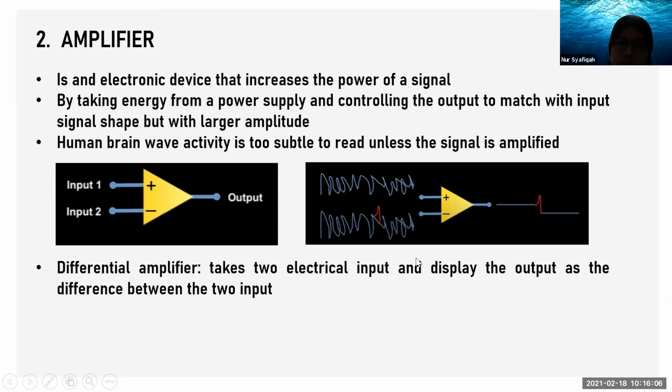The current technology used in EEG is the differential amplifier, where they take two electrical inputs and display as the output the difference between the two inputs. For example, we can see the diagram on the right here. These two waves are basically the same, except for this small difference. After they go through the amplifier, only this small difference signal will be displayed in the EEG.